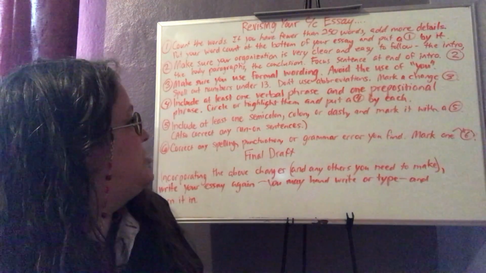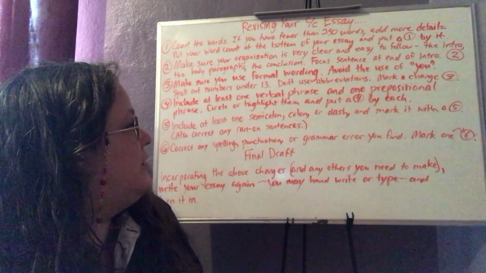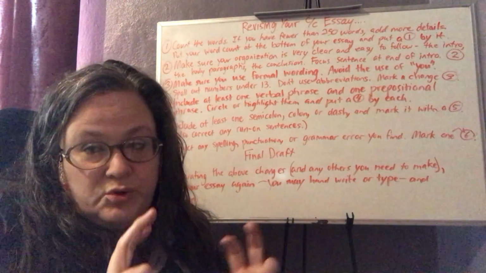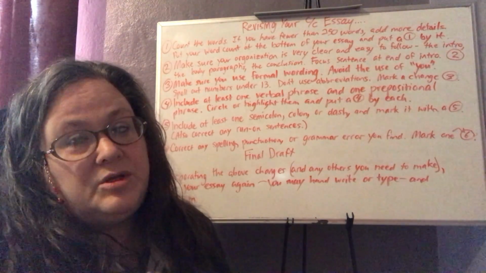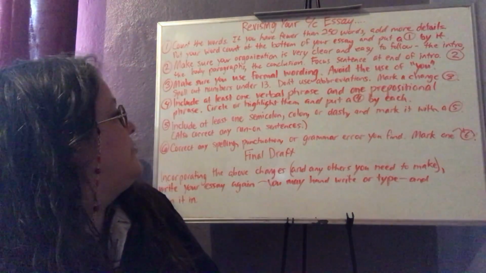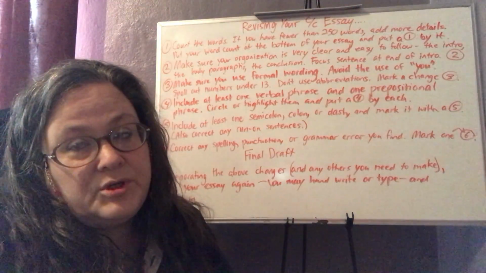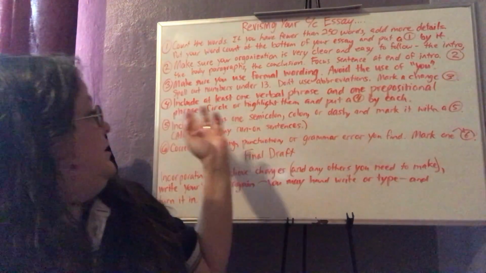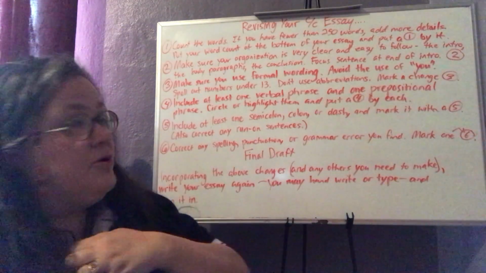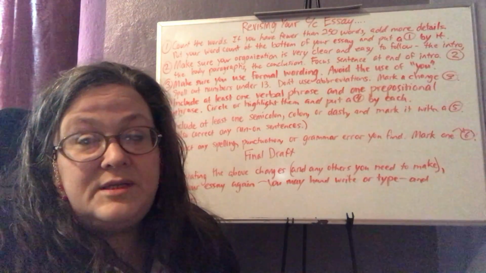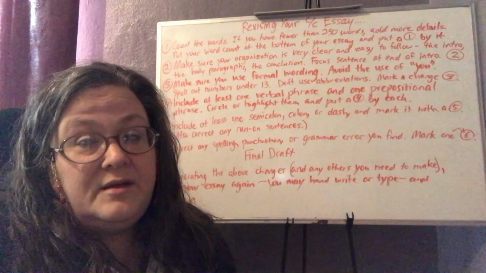Number 3, make sure you use formal wording. Avoid the use of the word you. In formal writing, we do not use the word you. If you have trouble eliminating the word you, let me know. Spell out numbers under 13. That means 12 is TWELVE, not 1, 2.